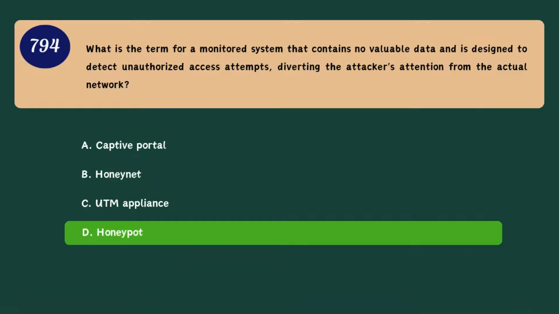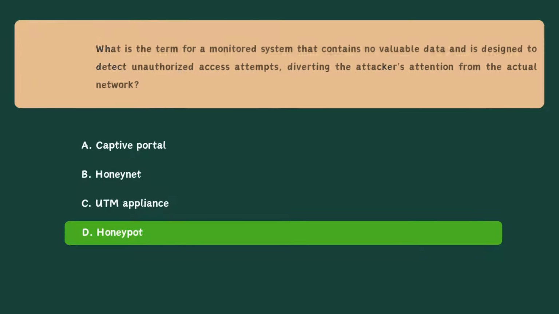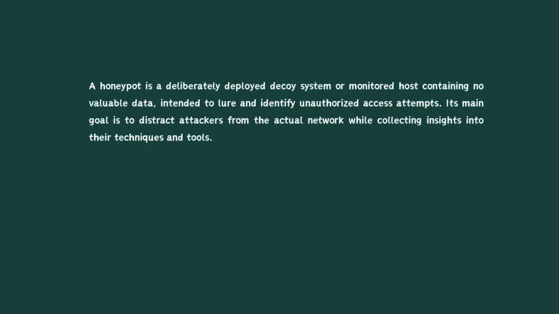Correct answer, D. Honeypot. A honeypot is a deliberately deployed decoy system or monitored host containing no valuable data, intended to lure and identify unauthorized access attempts. Its main goal is to distract attackers from the actual network while collecting insights into their techniques and tools.